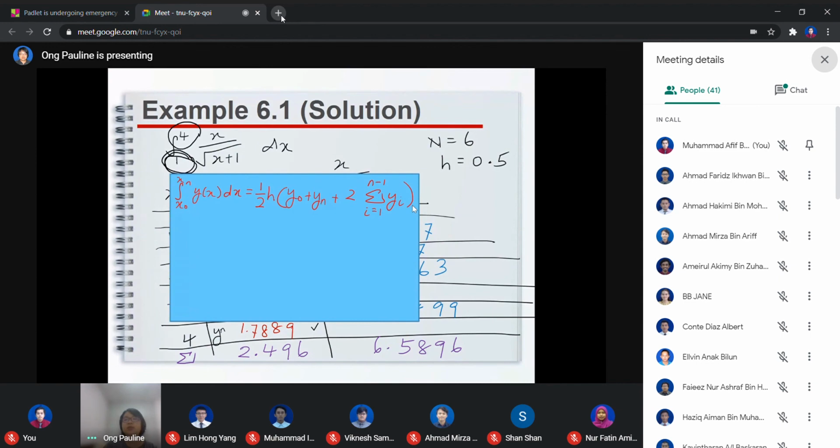Now let's apply this to the problem that we want to solve. For this question, we want to solve the integration from 1 to 4, where y is x over square root of x plus 1 dx. By choosing n equals 6, I get h as 0.5. So here I have 0.5. Let me make my handwriting smaller.